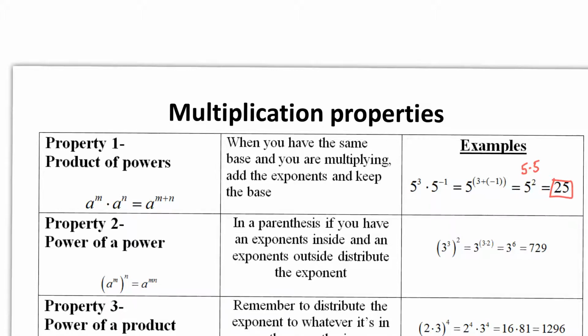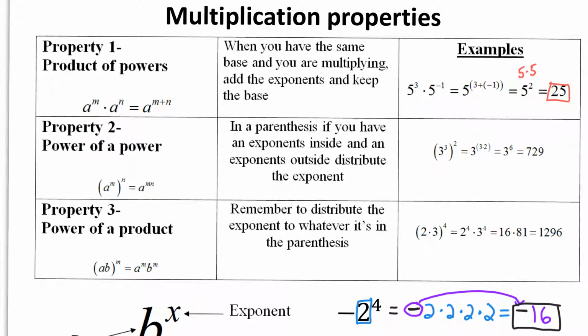The third property is called the power of a product. So product means multiplication. What that means is you are multiplying something inside of parentheses. So for example, we have a times b.